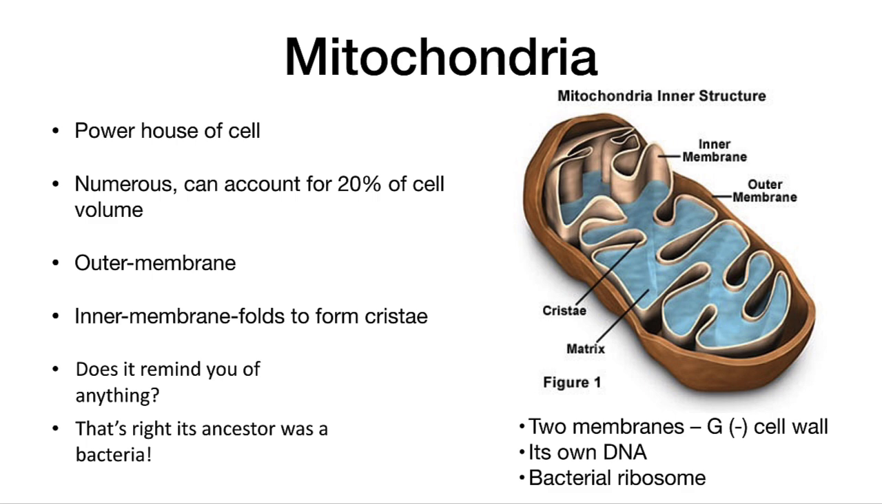They also contain ribosomes that resemble bacterial ribosomes. If you determine the sequence of the RNAs that make up the mitochondrial ribosome and compare those to all living things, you find the mitochondria are closely related to bacteria. That's right, every one of your cells has mitochondria in it. And those mitochondria are ancestors of bacteria.